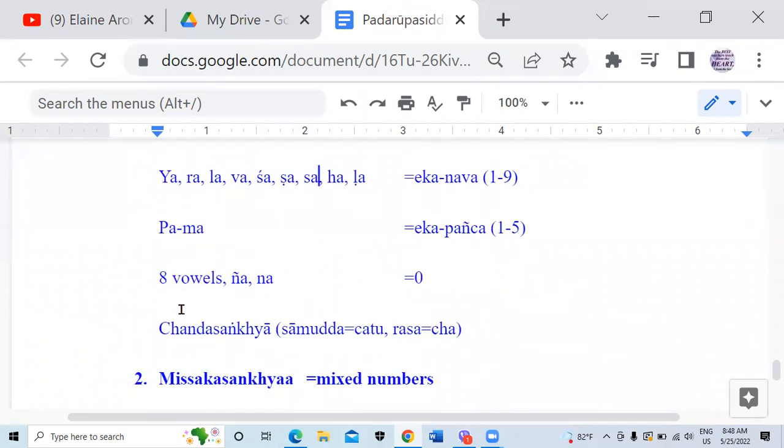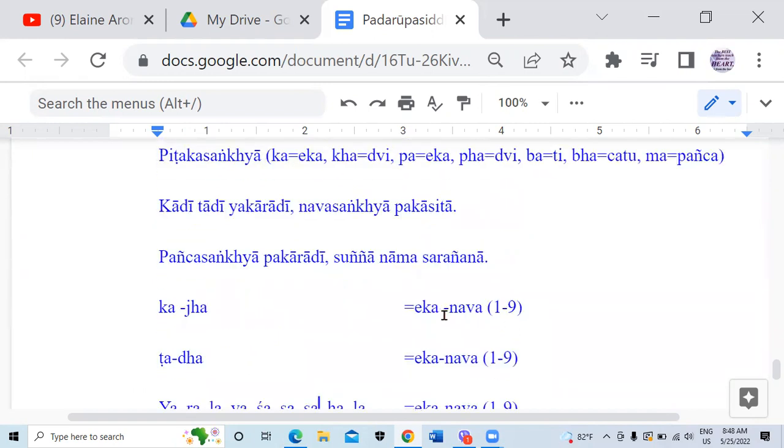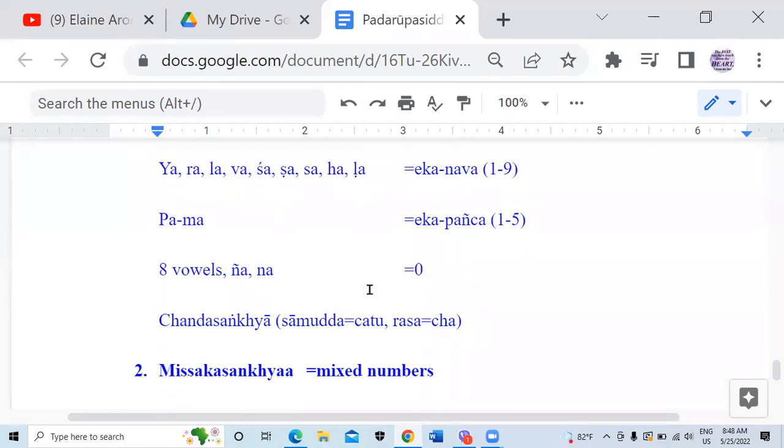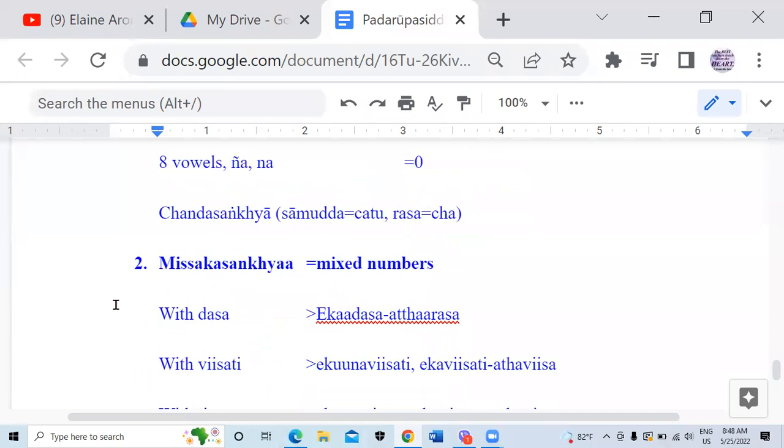So, eight bhavas will do all, and then na, nya, and now they are zero. You can use nya or you can use na to represent zero. They are also called Pitaka Sankhya. And then Saṅkhyātaddhita Sankhya. The sankhya found in the chanda is also called Saṅkhyātaddhita Sankhya.